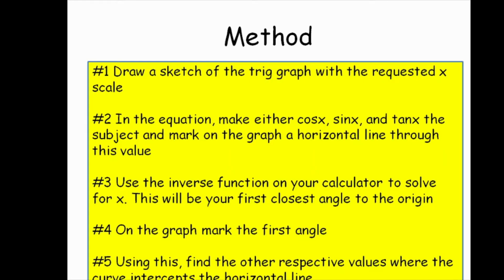So what we're going to do here is go through my 5 steps of answering these types of equations. We'll go through some examples, and I'll explain what these 5 steps mean. The first step is always to draw a sketch of the trig graph with the requested x scale. In a trig equation question, they'll always tell you what scale to use, whether it be 0 to 360, 0 to 180, minus 180 to 180, etc. In the equation, you want to make either cos x, sin x or tan x the subject.